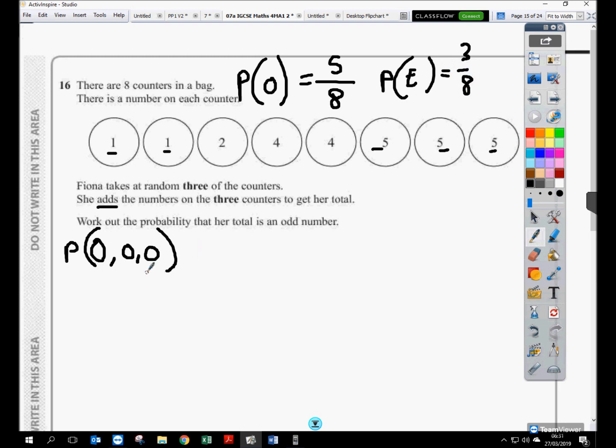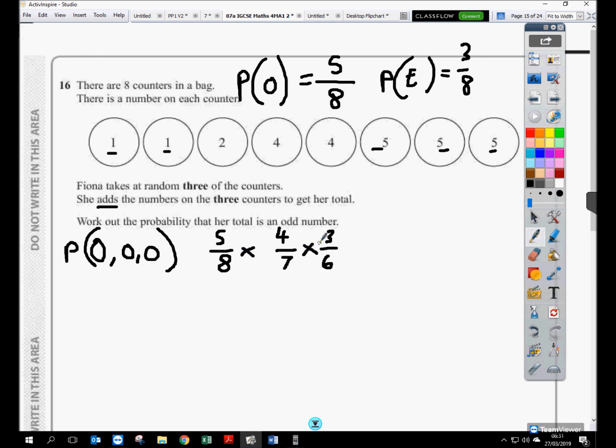What we need to do is, first, find one combination that will definitely work. She takes 3 counters and adds them together. So odd, odd, odd works. So the probability of odd is 5 over 8. Now the next time round, when she takes an odd ball, it doesn't say anywhere that she replaces the counter. So you have to assume that she doesn't replace it, which means there'll be 1 less next time. So next time there'll be 4 out of 7 that are left. And next time there'll be 3 out of 6 that are left.